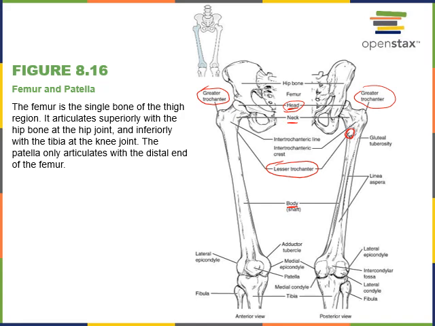The intertrochanteric crest is a ridge of bone on the posterior connecting between the greater and lesser trochanter. And then on the anterior, there's an intertrochanteric line. The intertrochanteric line is much more subtle than the intertrochanteric crest.